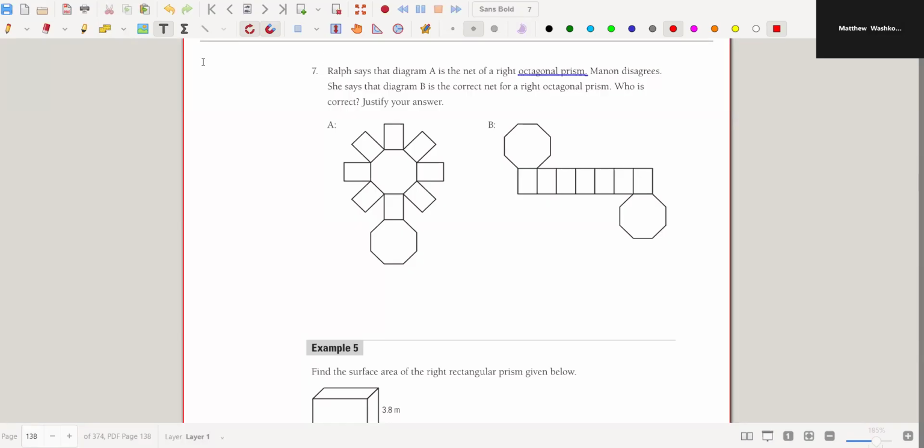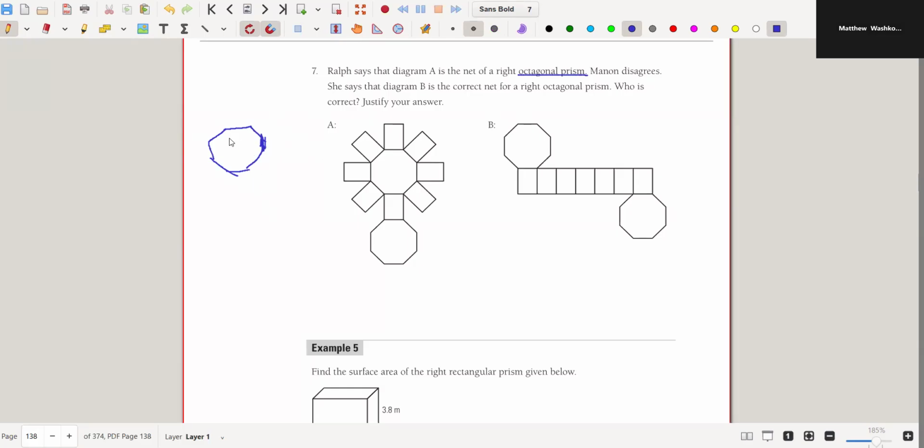So an octagonal prism, what would that look like? Let's actually try and draw it ourselves, right? What would that look like? Octagonal, 8 sides. So 1, 2, 3, 4, 5, 6, 7, 8. Okay. So that's what an octagonal prism, like that would be the face of it.